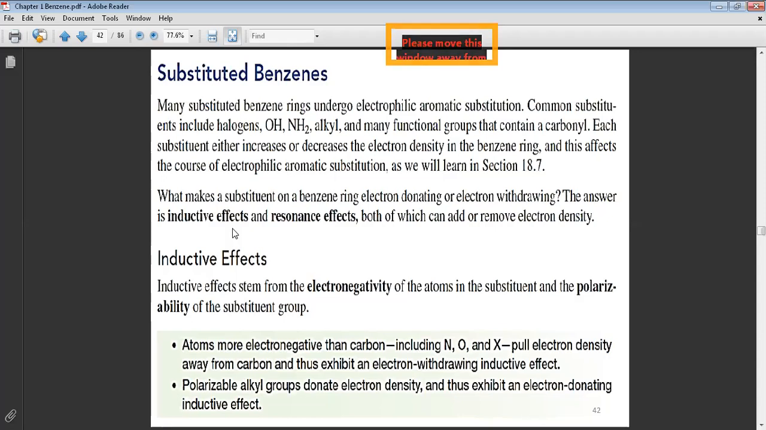And we have the resonance effect. Resonance effect is through the unshared pair of electrons or the double bond. You can write here: this one is through the sigma bond, this one is through the unshared pair of electrons or the pi bond. Both of them can add or remove, meaning increase or decrease the electron density on the benzene ring.